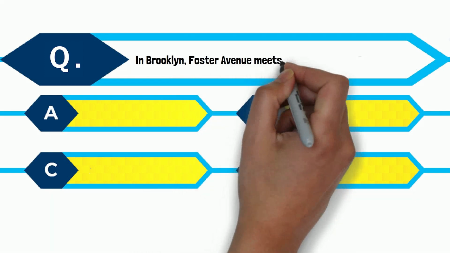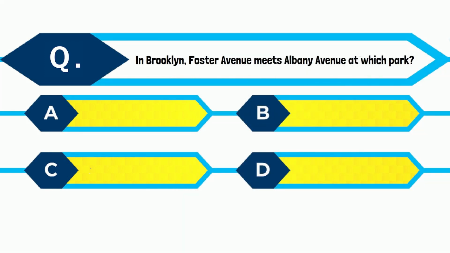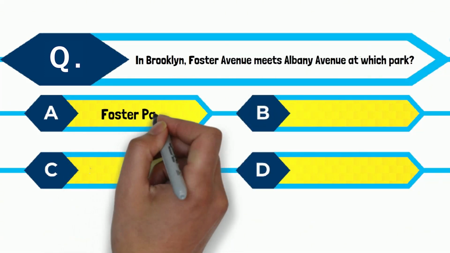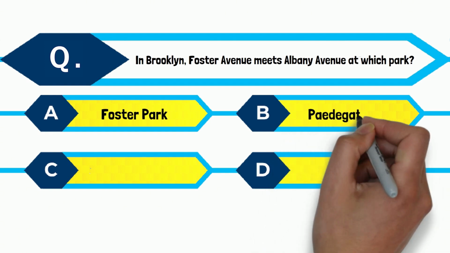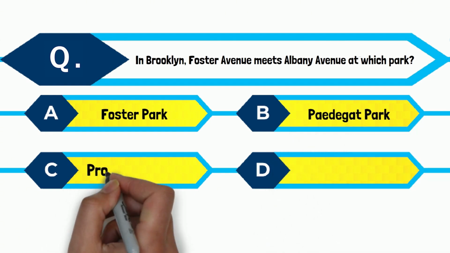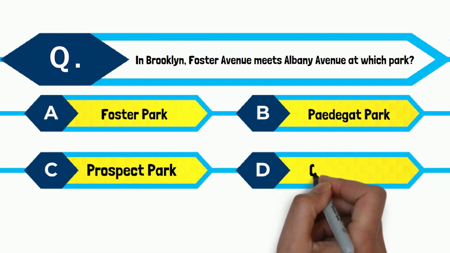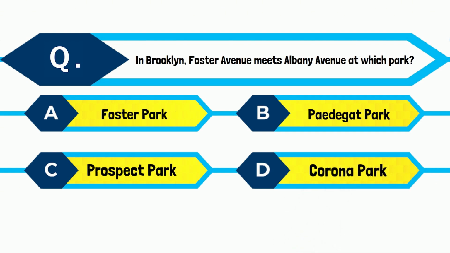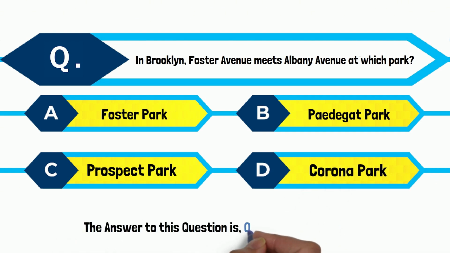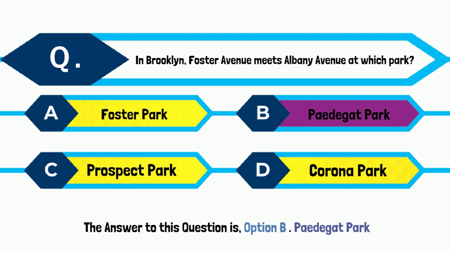In Brooklyn, Foster Avenue meets Albany Avenue at which park? Option A, Foster Park. Option B, Padegat Park. Option C, Prospect Park. Option D, Corona Park. The answer to this question is option B, Padegat Park.